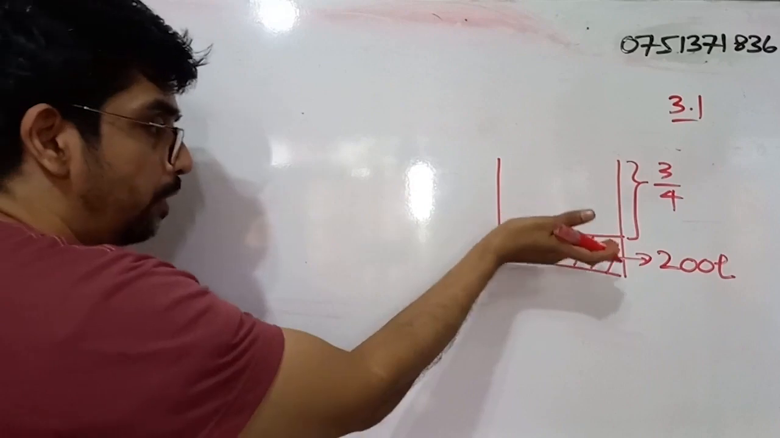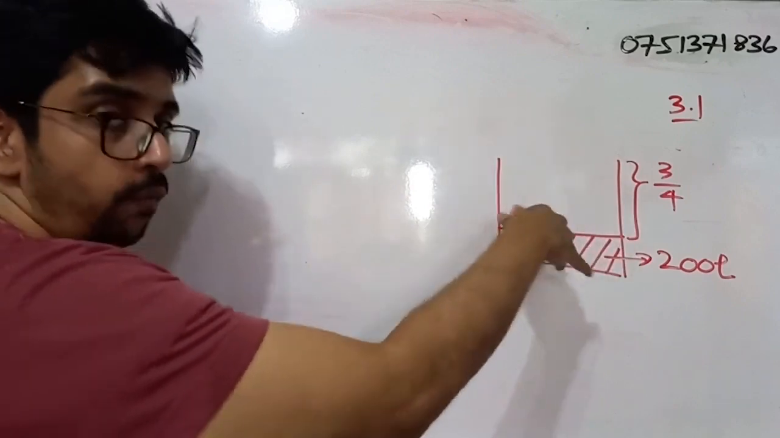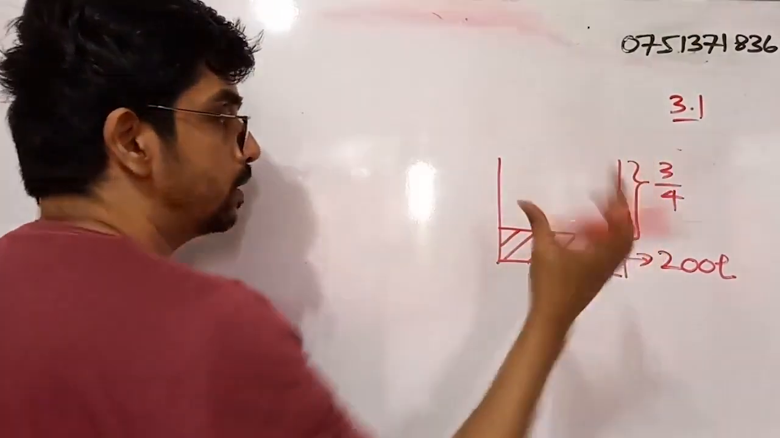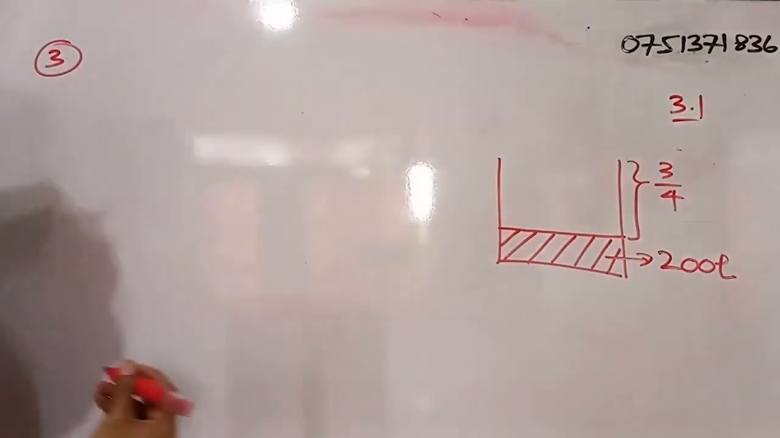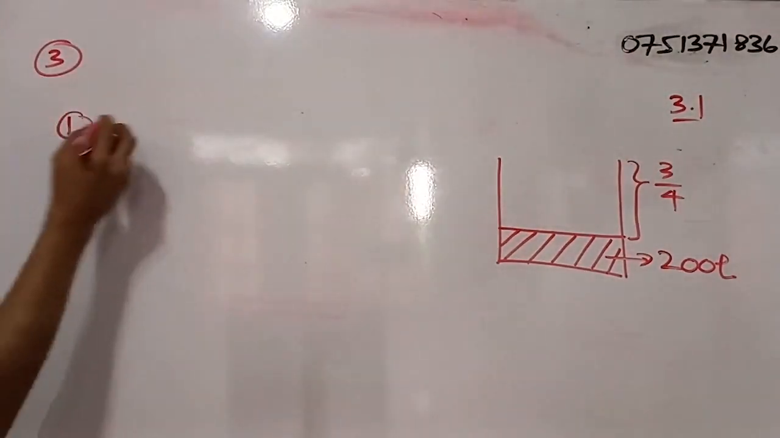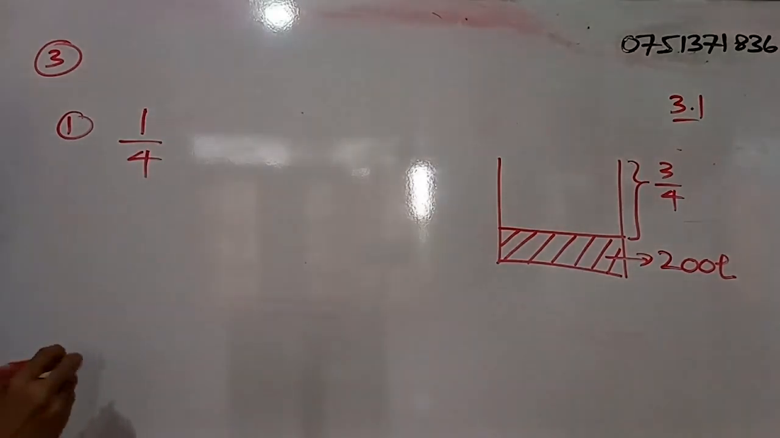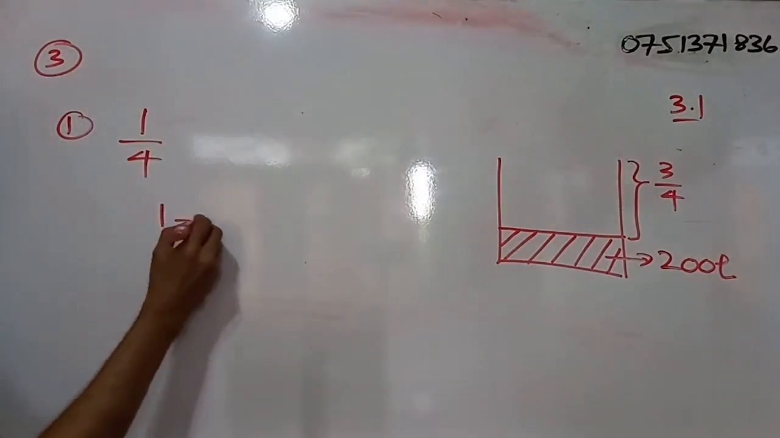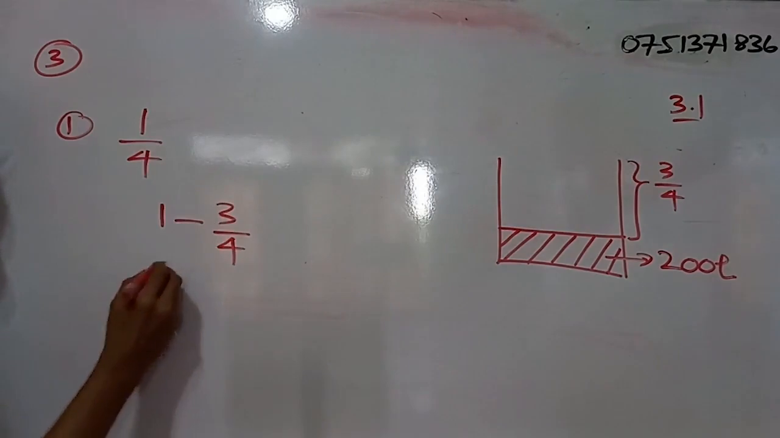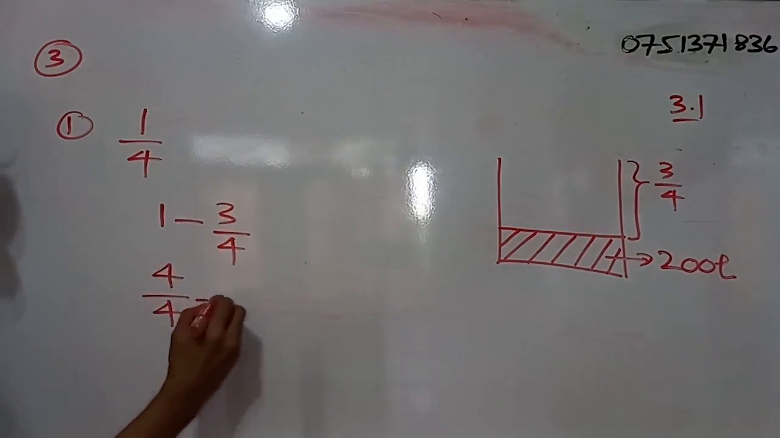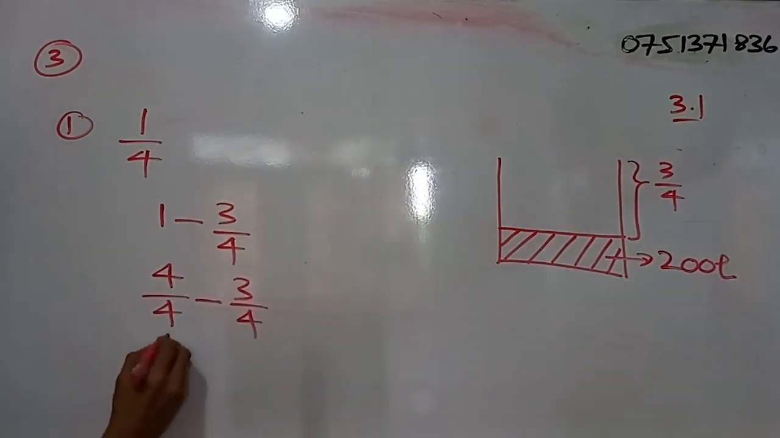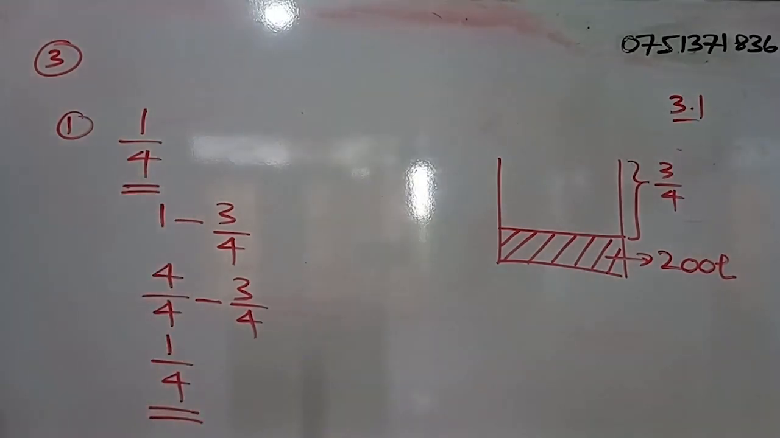So at the very beginning it was full, then 3/4 has been used, then what is the remaining amount? 1/4, right? Or a quarter. එතකොට මේක ගානක් විදිහට හදුවොත් කොහමද? 1 minus 3/4, that means what? 4 by 4 minus 3/4, then what will be the answer? 1/4. අපිට නිකන් උනත් ගන්න පුළුවන්.